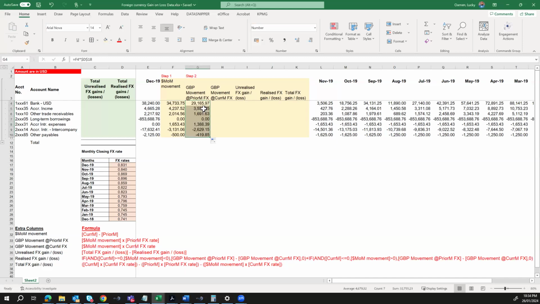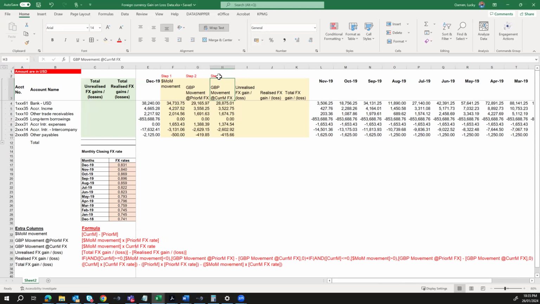Right, so this is the pounds equivalent of the dollar movement. I'll do this for the current month FX rate as well. So I'll take the movement, which is in column F, multiply by the December exchange rate, which is this amount, F4 on the keyboard, press the enter key, and I'll drag down. Lovely. And this concludes step 3.